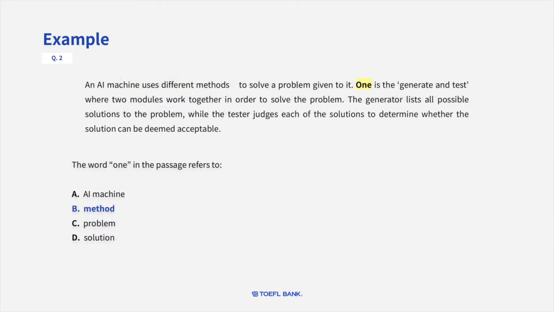The next question is the word one in the passage refers to. The passage reads, an AI machine uses different methods to solve a problem given to it. One is the generate and test method. One in this sentence means one of the different methods that the previous sentence mentioned, and the answer becomes B. Let's move on to the third question.